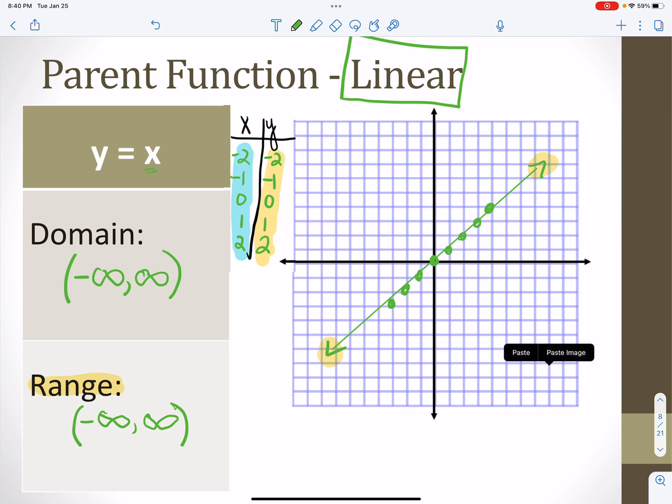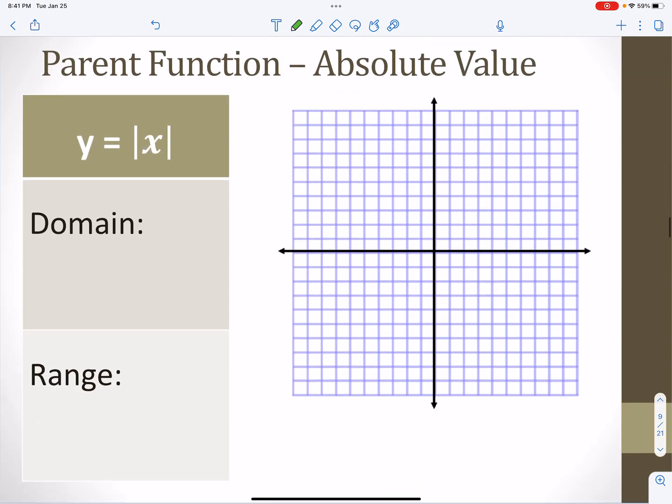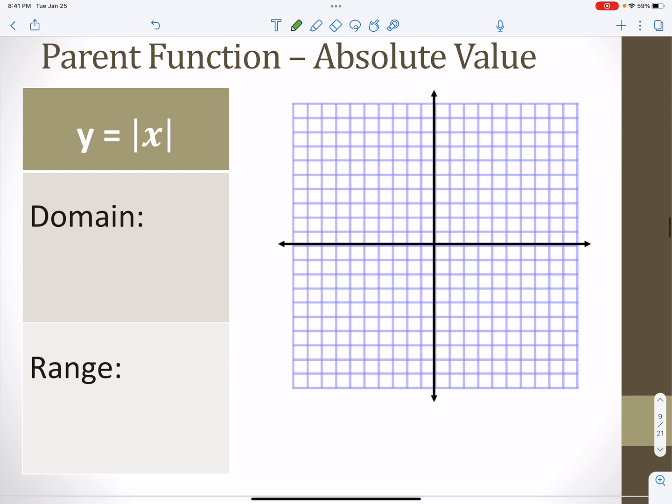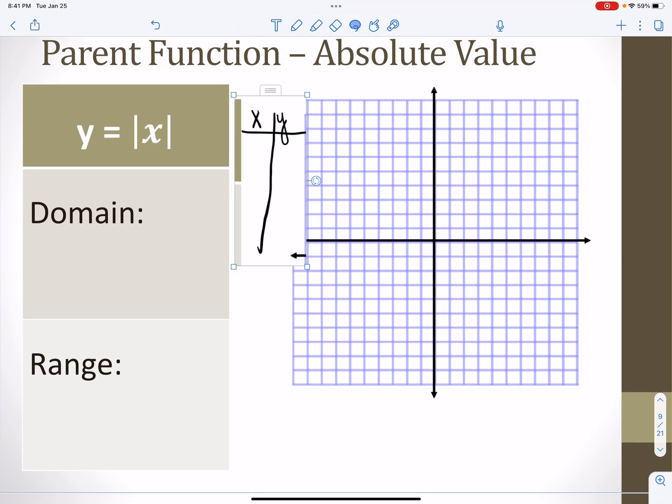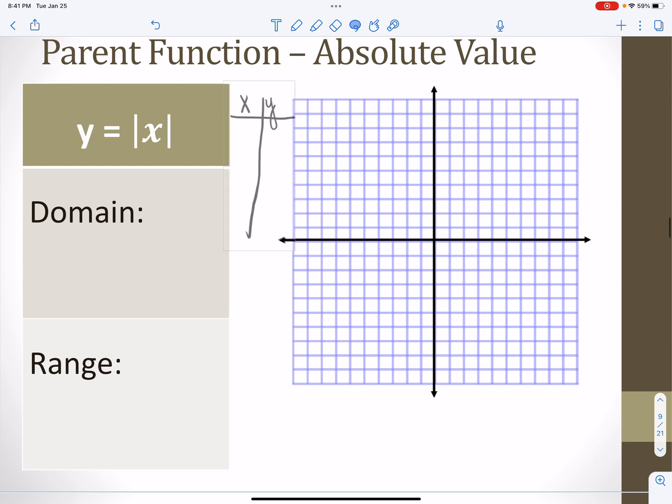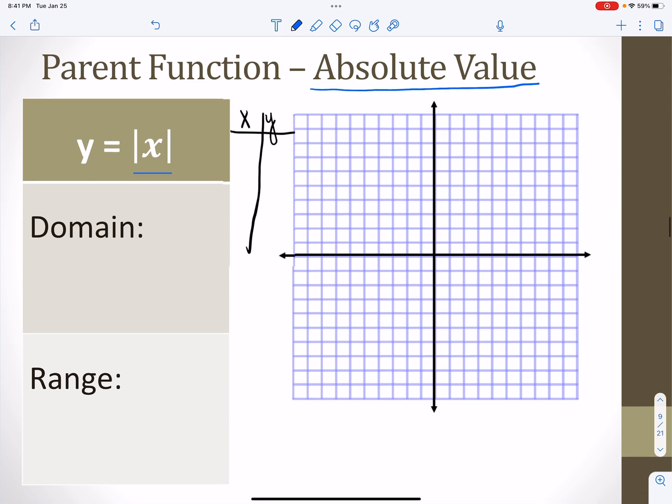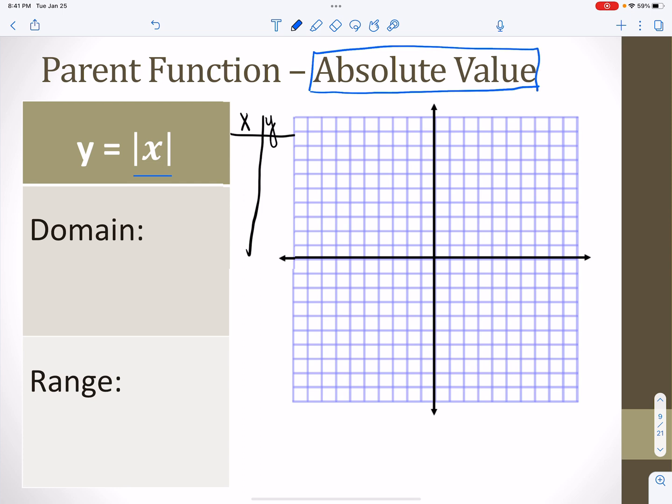Okay, all right. The next parent function is the one we've been talking about the last couple of days. The next parent function is the absolute value function. We can tell it's an absolute value function by the equation, because the equation has an absolute value sign. If it has an absolute value sign, then it is an absolute value function. Very easy. Math people aren't very creative.